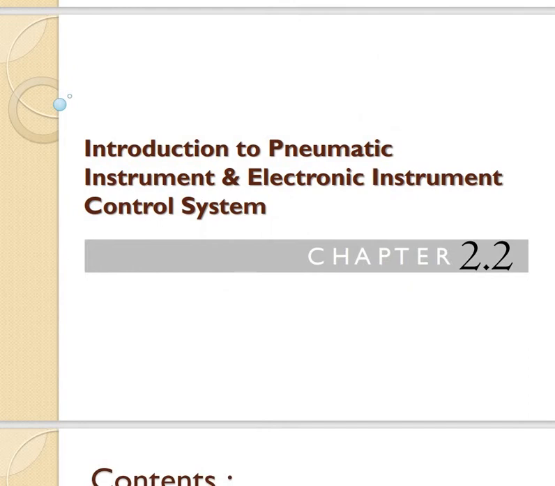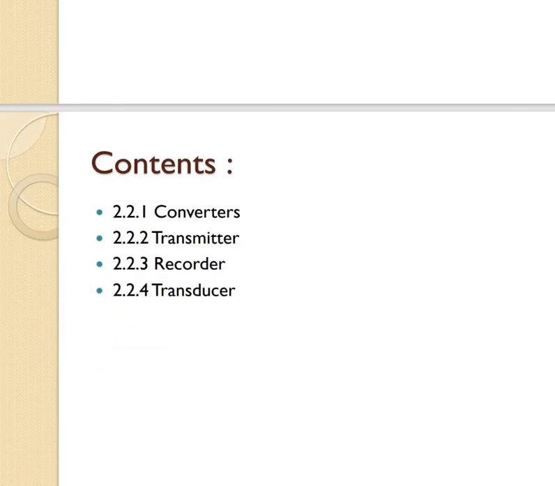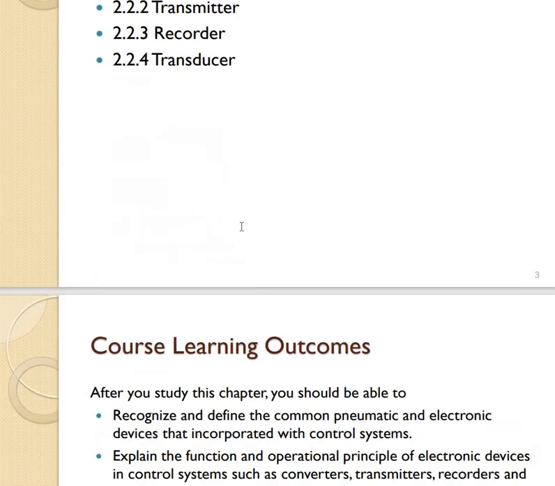So, chapter 2.2 is about introduction to pneumatic instrument and electronic instrument control system. So, the content for this chapter is 2.2.1 converters, 2.2.2 transmitter, 2.2.3 recorder, and 2.2.4 transducer. So I will explain in detail each of these instruments that are normally used inside the control system.